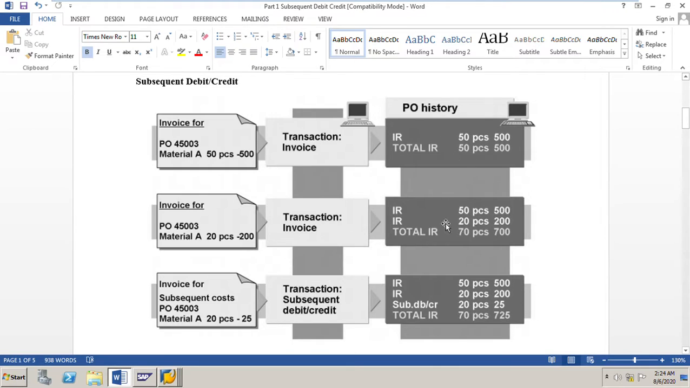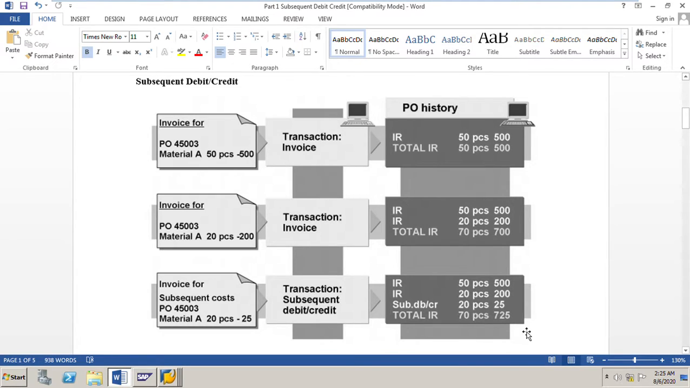If we see this figure here, there is a PO for a certain material A. Vendor has initially delivered 50 pieces, valued at 500 rupees or euro, whatever it is, and he sends an invoice for 50 pieces. So the total invoice value is 50 into 10, which is 500 rupees. Next, he delivers the next 20 pieces of the same material A and sends an invoice for the 20 pieces, which is 20 into 10, which is 200 euro. Then the total invoiced amount, including the previous invoice, is 500 plus 200, which is 700 rupees.